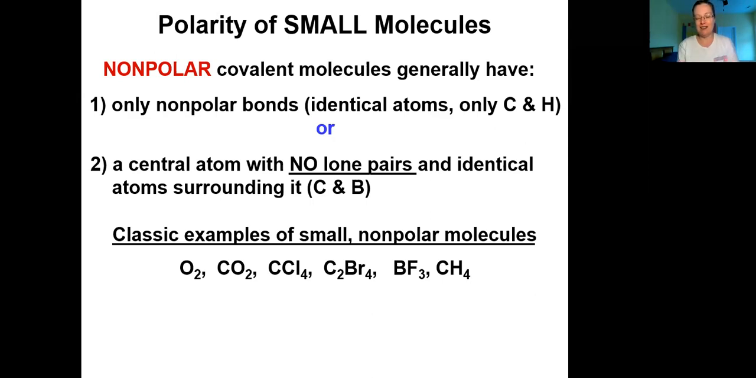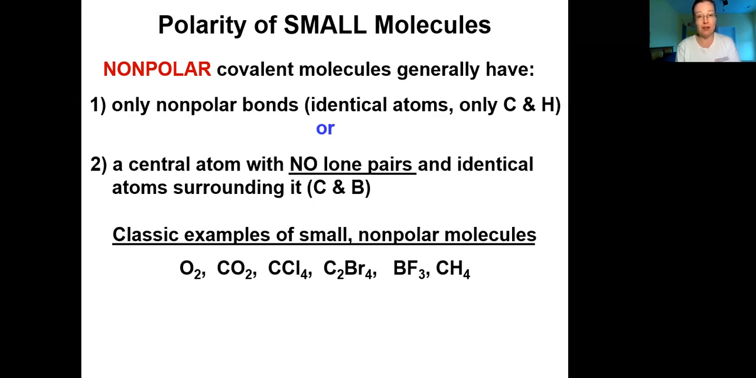BF3, classic. Again, though, it doesn't have to be fluorine that's on the boron. It could be 3 bromine atoms or 3 chlorine atoms. Those guys are all in the same group. They're all halogens. And so the molecule would be very much the same, but they have to all be identical.